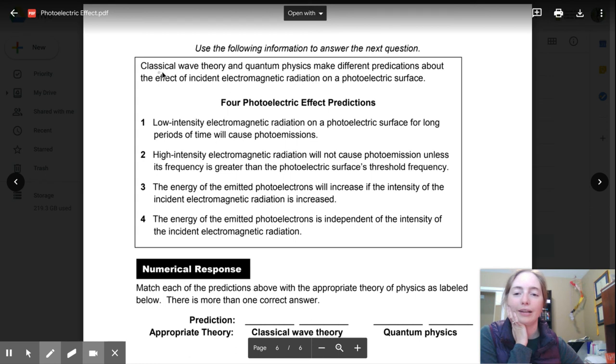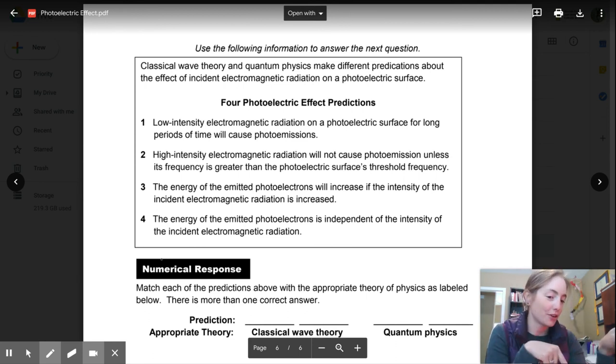All right, so ladies and gentlemen, classical wave theory and quantum physics make different predictions about the effect of incident electromagnetic radiation on a photoelectric surface. So what we're going to do is match to see what would make sense about classical wave theory and about quantum physics. What I want you guys to do: pause the video, try this question, then restart the video and check your answer and check to see if your prediction was right.